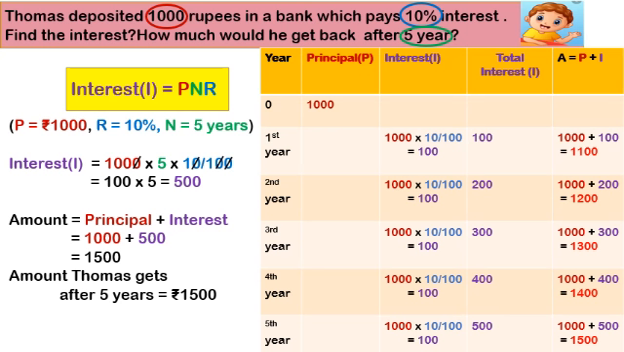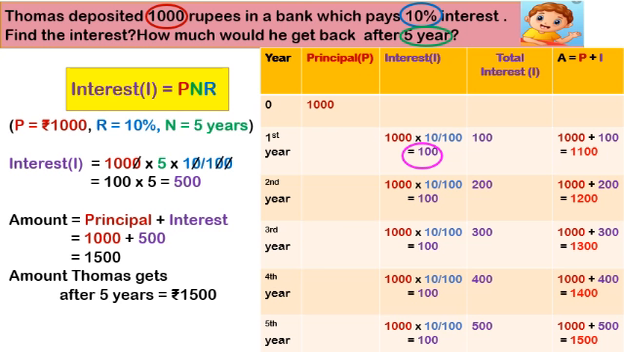Here it is very clear to you. At the end of the first year, the bank pays him an interest of 10% of this 1000 rupees. That is 1000 into 10 by 100, which is 100 rupees. And the amount at the end of first year is principal plus interest, which is 1000 plus 100, that is 1100 rupees.